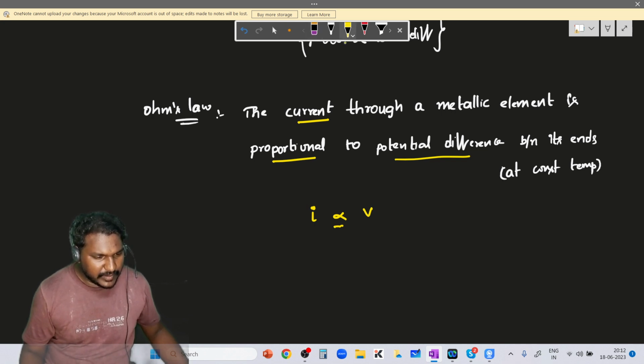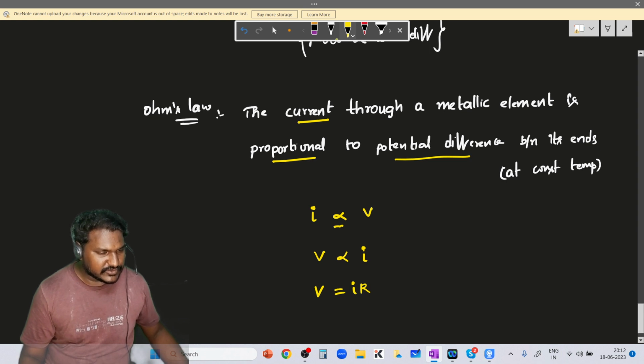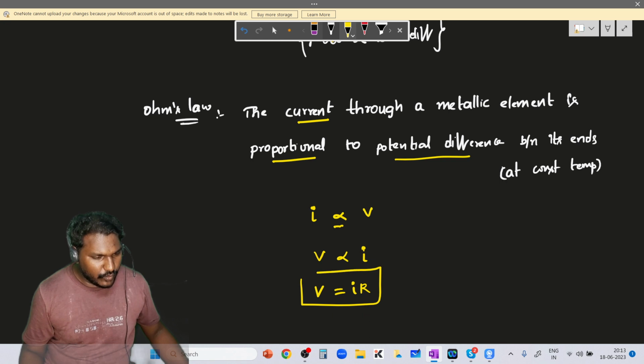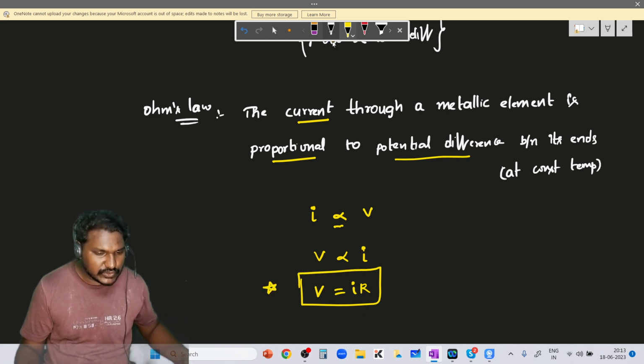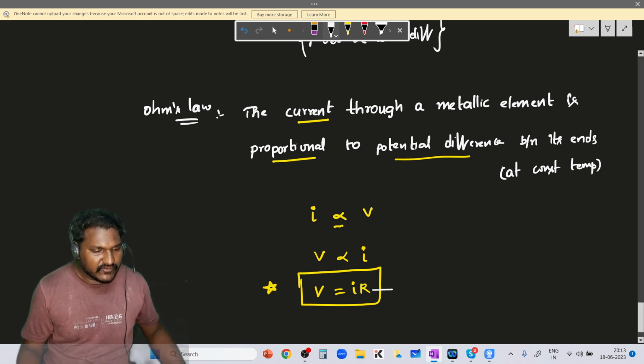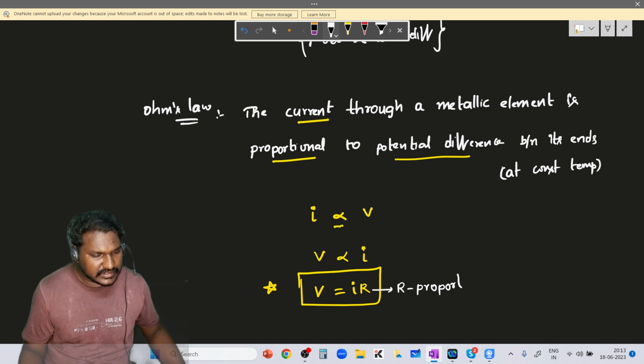So I proportional to V, we can even write as V proportional to I, and V is equal to IR. So this is a very important formula. Ohm's law usually means V is equal to IR, where this R is known as the proportionality constant.